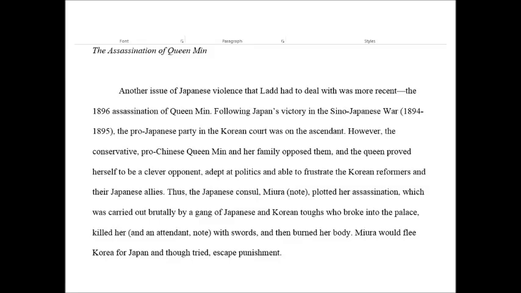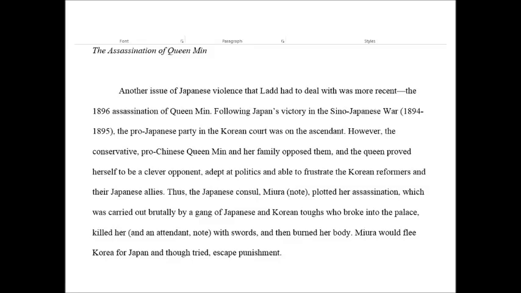The pro-Japanese party in the Korean court was on the ascendant. However, the conservative pro-Chinese Queen Min and her family opposed them, and the Queen proved herself to be a clever opponent, adept at politics, and able to frustrate the Korean reformers and their Japanese allies. Thus, the Japanese Council Miura, and then you notice I said "note", and it's because I couldn't remember his complete name, and I couldn't remember the years that he was alive, and you usually include that information. I didn't want to stop writing because I was kind of on a roll, so I just wrote "note" to myself to come back to it. And then later I'll use the edit find command to find all those notes and fix them later on. But right now I can just keep rolling.